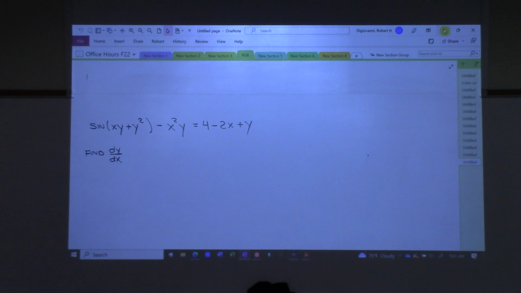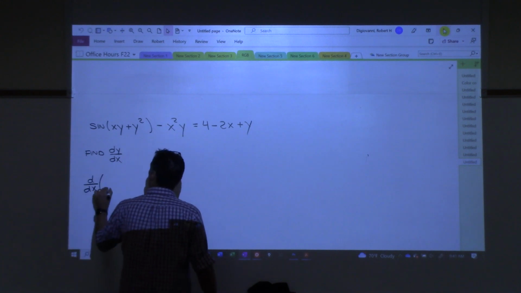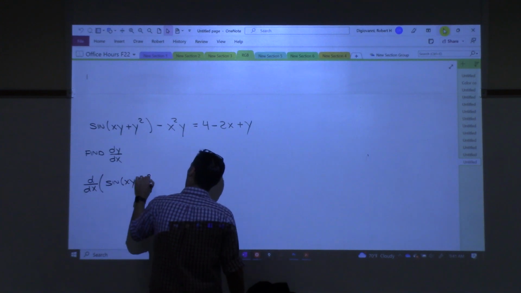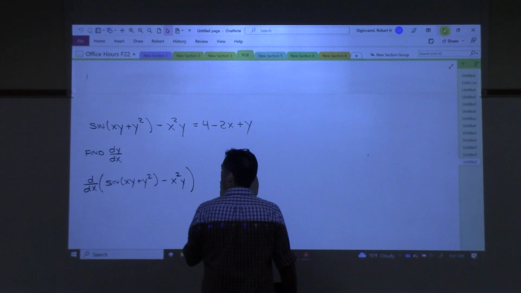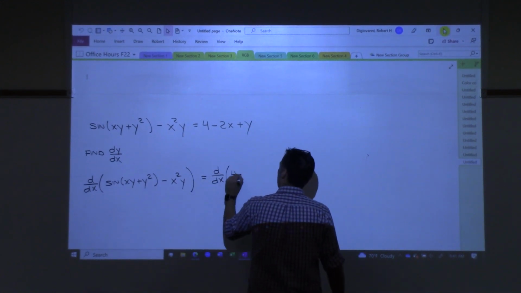All right, find dy dx. So here I go. I'm going to differentiate with respect to what? With respect to x. That's the way we say that. So we're going to write d over dx of the left side, minus x squared y. That's the left side. And then I'm going to do the derivative with respect to x of the right side.